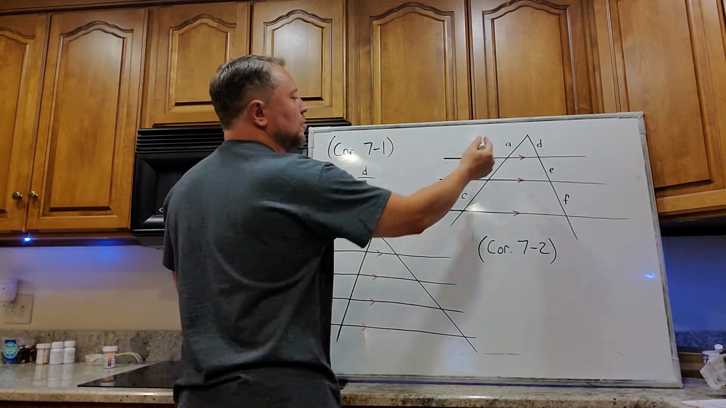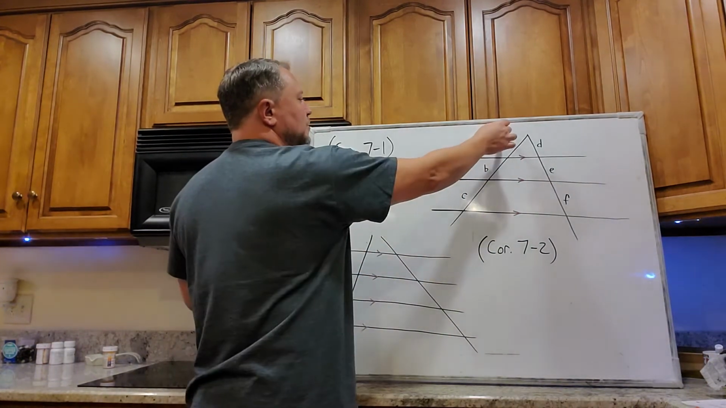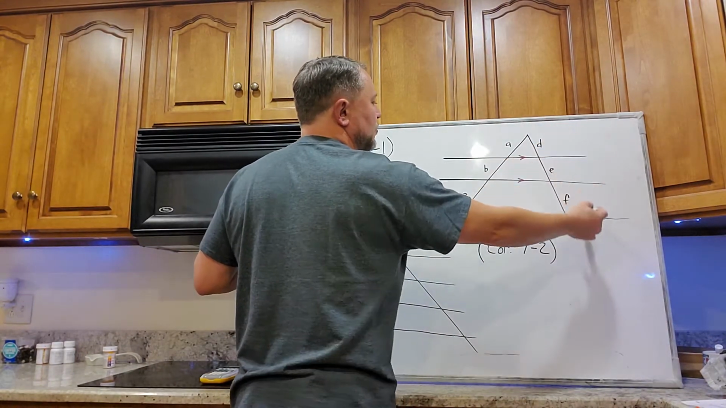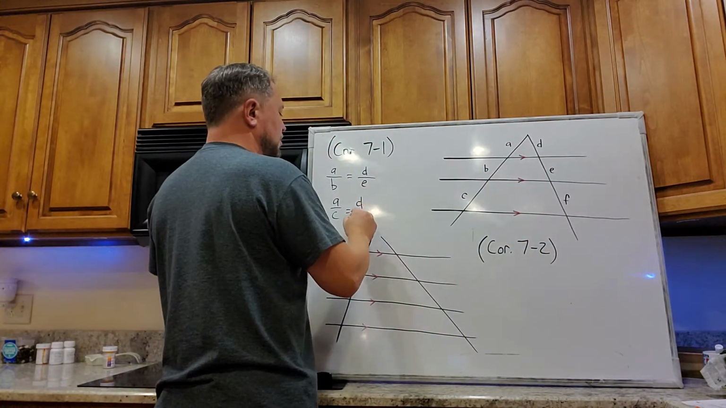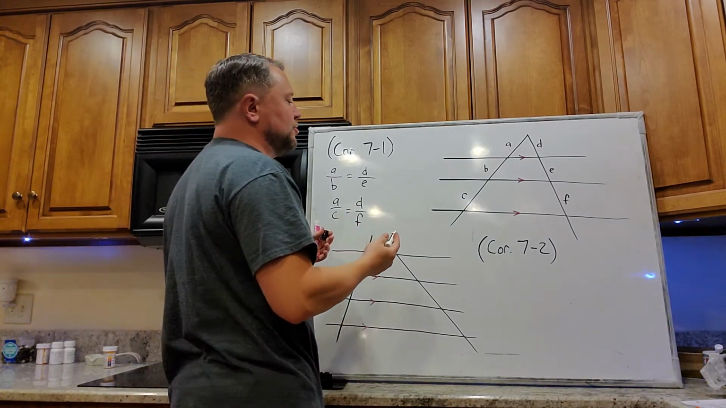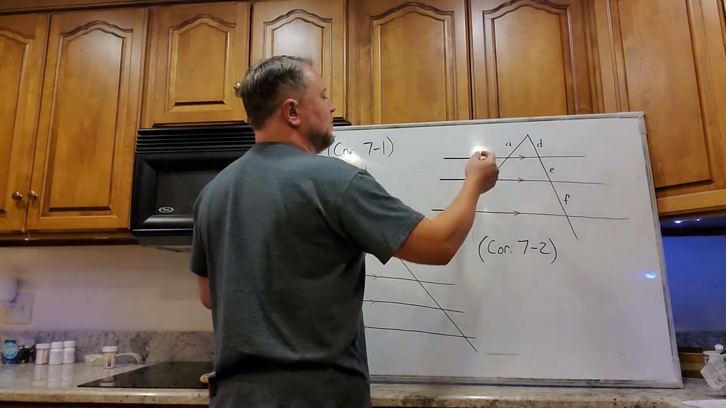You could also do A over C. And see how I went very top over very bottom here? So I do the same over here, D over F. As long as you're doing the same pattern, it's going to work. There's all kinds of proportions you can make up. You could even do something like this.